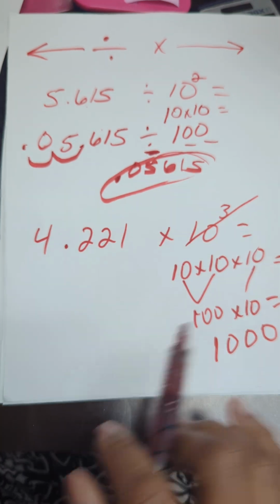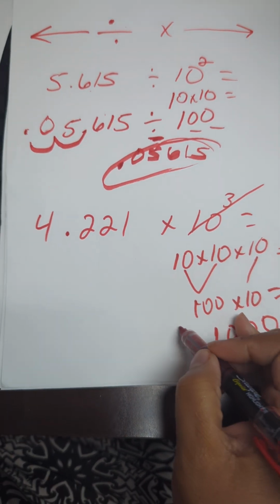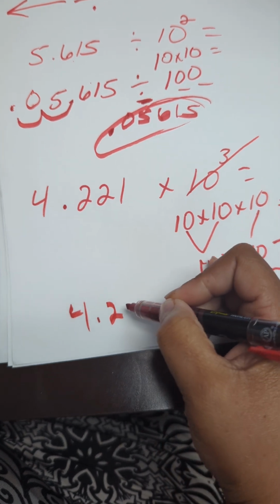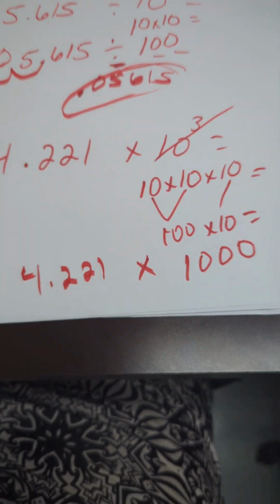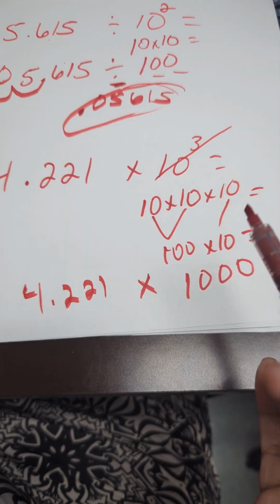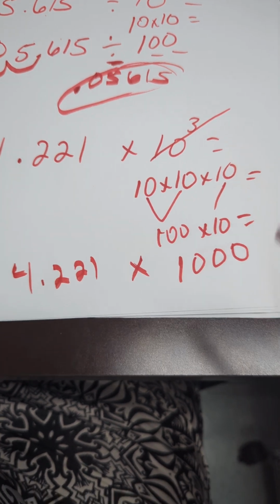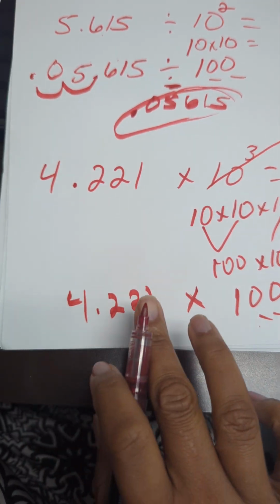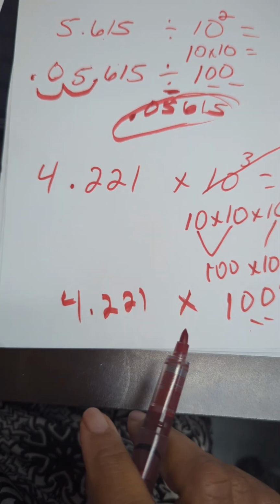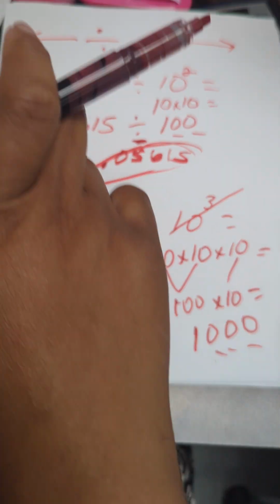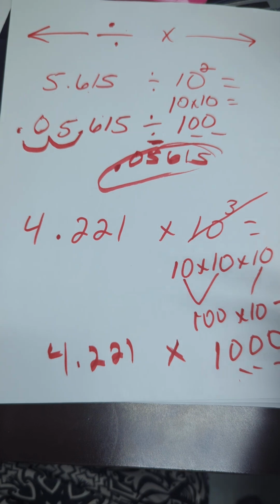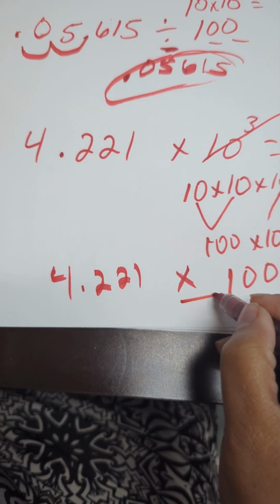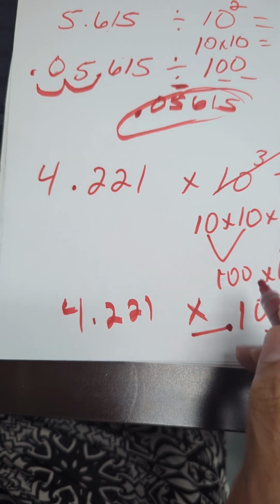Now let's rewrite our problem. Bring down your equation. We're multiplying this time, and we're multiplying by 4 and 221 thousandths. So count how many zeros are in your power of 10. We have 1, 2, 3 zeros in our power of 10. So we're going to move our decimal 3 place values. The question is, are we moving to the right where the number gets bigger, or are we moving to the left where the number gets smaller? We're multiplying in this equation, so we're going to move to the right where the number gets bigger.